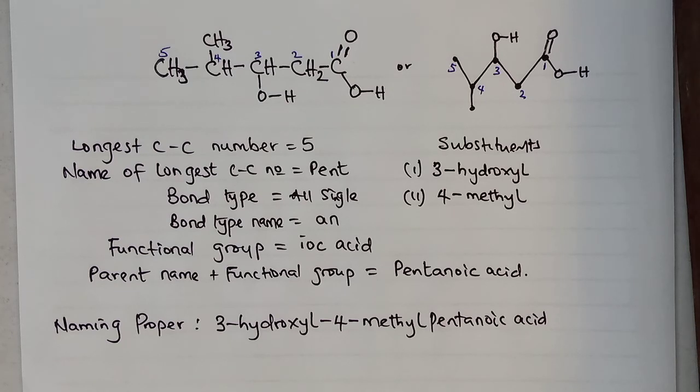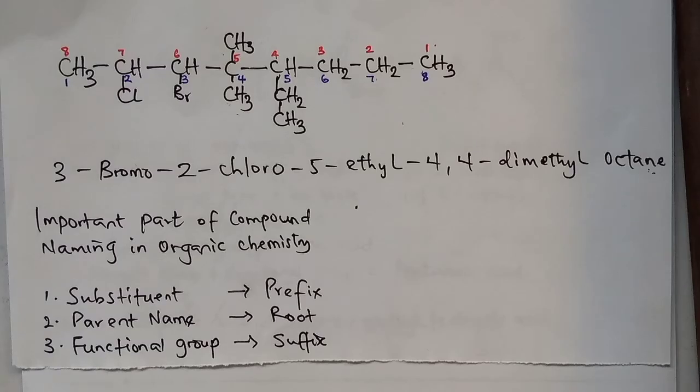And I know if you have been with me from the beginning, I made it clear to us that to name an organic compound, we need to have the 3 parts, which are the substituent name, which in English we call a prefix, the parent name, we call it the root, and the functional group, we call it the suffix. And we have rules that we are to follow in naming organic compounds.